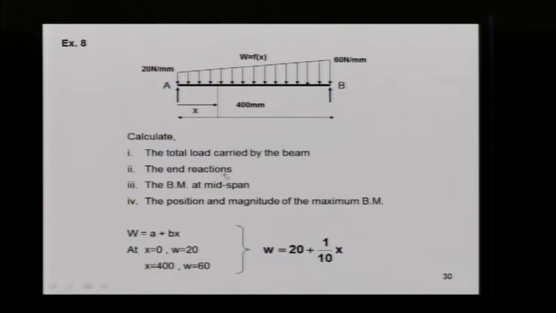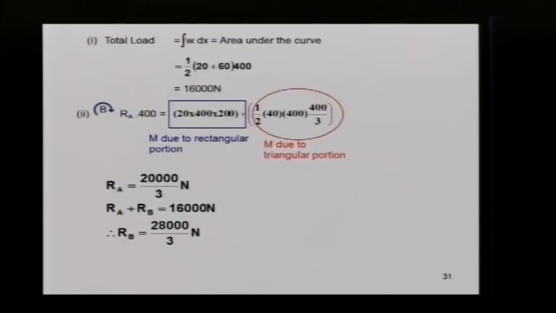And at x equals 400, w will be equal to 60. So if you substitute that, now we know a. So we can put 60 equals 20 plus 400 b, right? And we should be able to find the value of b. It works out to 1 over 10, right? So this is a simple straight line equation. You are given 2 points and you can find the constants a and b, right?